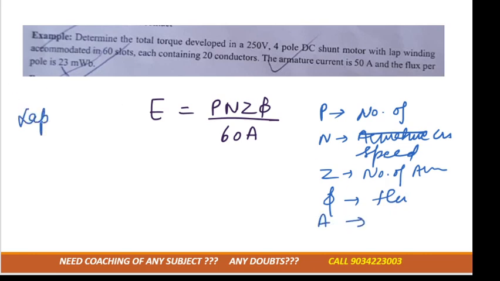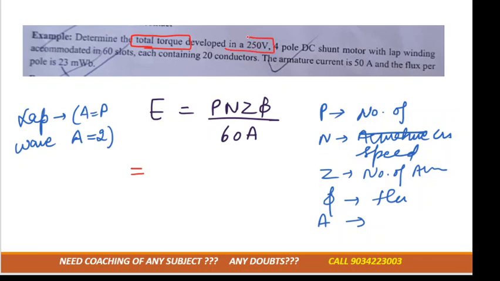If it is lap winding, then A is equal to P. If it is wave winding, then A is equal to 2. So we have to put this in the formula. In this we need to calculate the total torque. Okay, we need to calculate total torque.